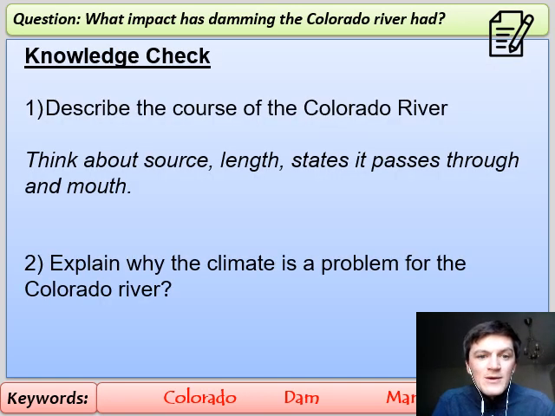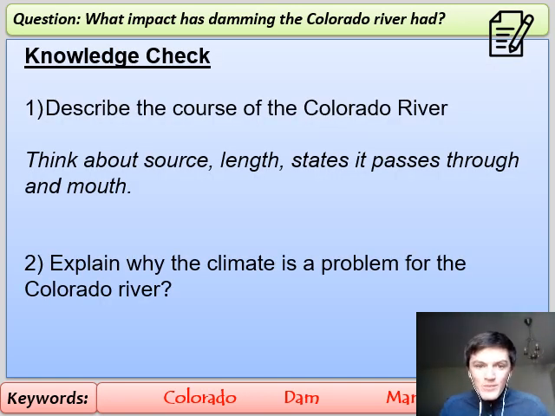Now let's take a minute to do a little bit of work to capture what we've talked about so far. Firstly, I want you to describe the course of the Colorado River for me. Think about the source or the sources, the length, the states it passes through, and where the mouth of it is. You're writing this as a descriptive piece. The Colorado River starts, or the source of the Colorado River is. It then passes, it travels. Try and include some detail in that description for me.